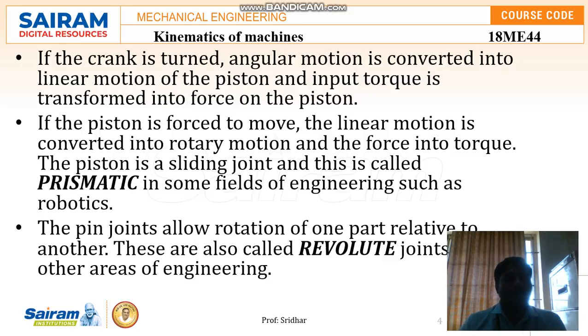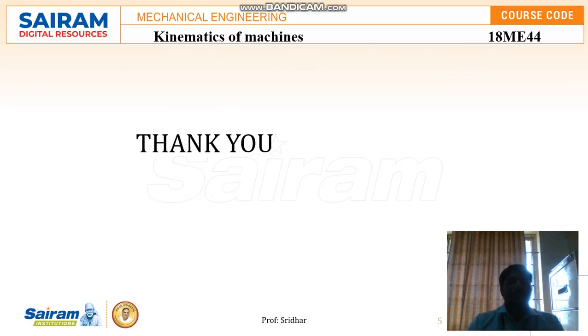So in that also, sliding joints like prismatic and revolute joints are used, especially in pick and place robots. Next is about the pin joints, which allow the rotation of one part relative to another. These are mainly called revolute joints in other areas of engineering. These are some of the ways the motions are converted from one form to another form in order to transmit the motions and get a desired output. So this is a brief introduction to velocity and acceleration and analysis of mechanisms in the analytical method.